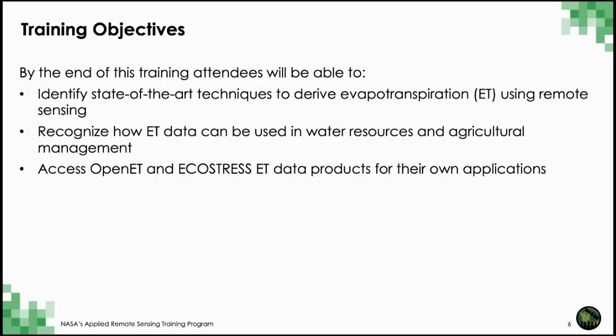And that brings us to our training objectives for this webinar series. By the end of this training, we will be able to identify state-of-the-art techniques to derive ET using remote sensing, recognize how ET data can be used in water resources and agricultural management, and access OpenET and ECOSTRESS data products for applications. OpenET is a data product derived from multiple satellites, and ECOSTRESS ET is a product that is derived from ECOSTRESS sensor observations which are taken from NASA's International Space Station.